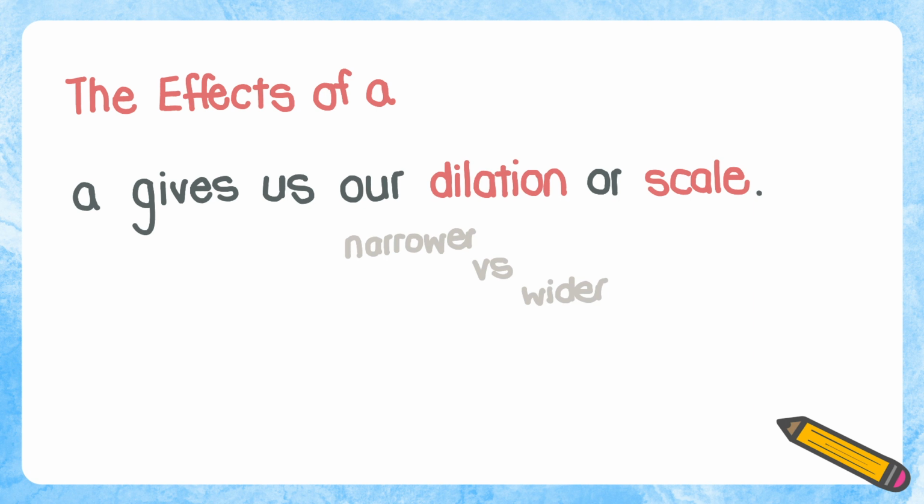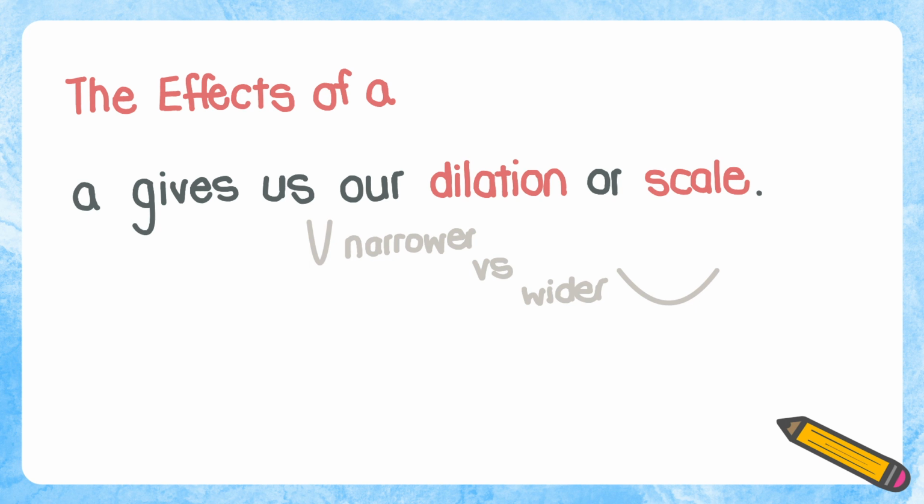So what are the effects of a? A gives us our dilation or scale. So it tells us whether the graph will be more narrow or more wide. So it tells us whether our graph will be stretched out, so narrower, or if our graph has a vertical shrink, so wider.